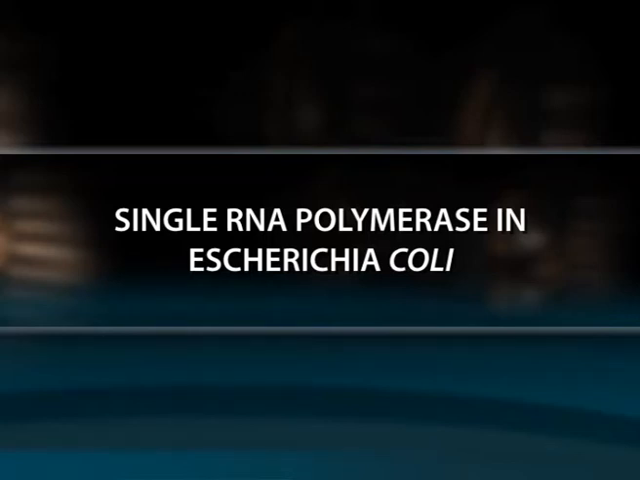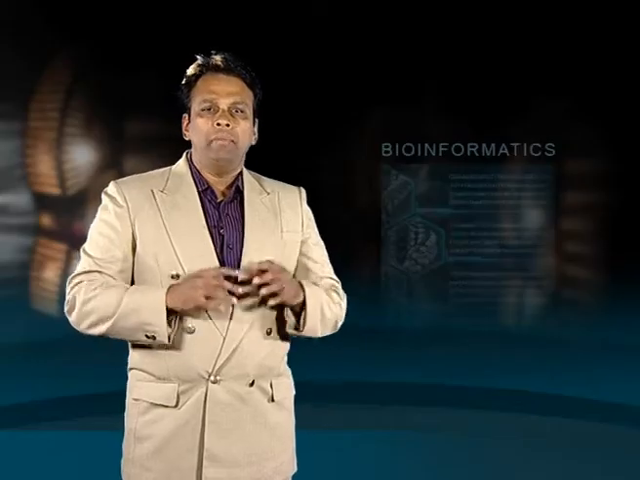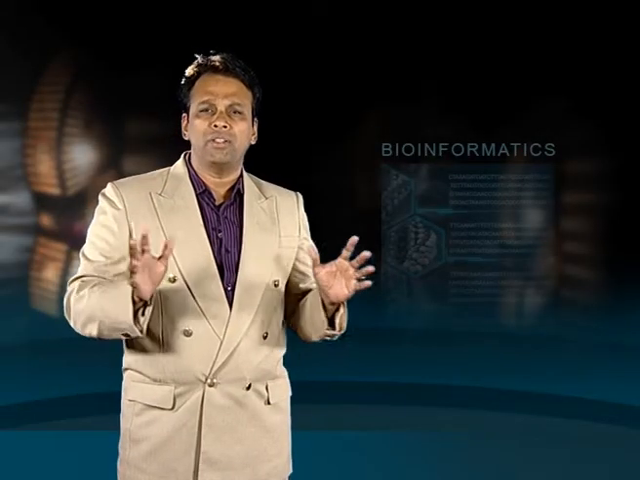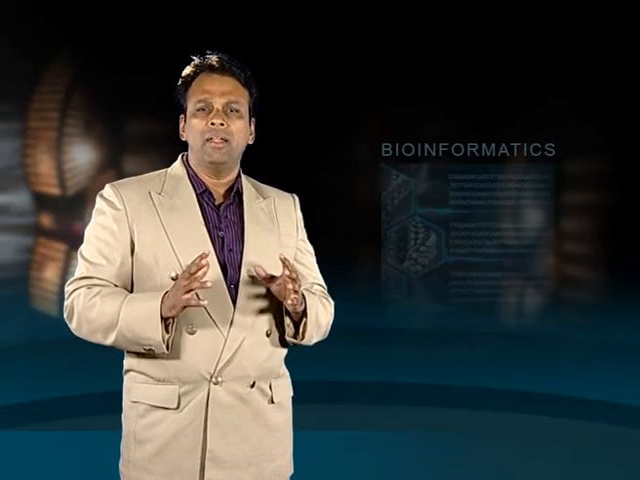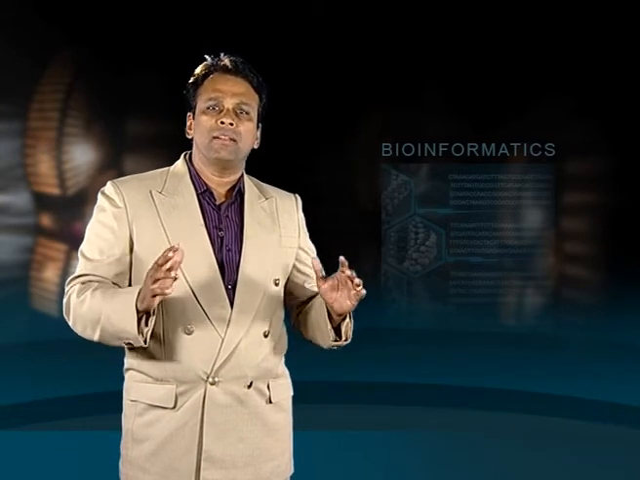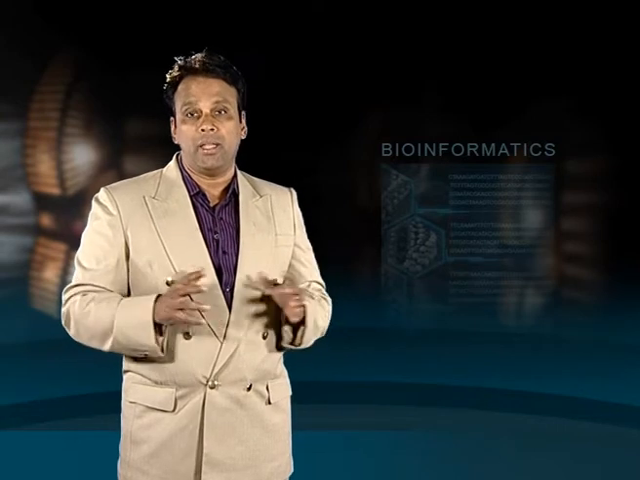Single RNA polymerase in Escherichia coli. In bacterial systems like E. coli, a single RNA polymerase, in short RNAP, species is responsible for synthesis of all kinds of RNAs: mRNA, tRNAs and rRNA. This RNA polymerase has been purified and its structure and function is now known in some detail.